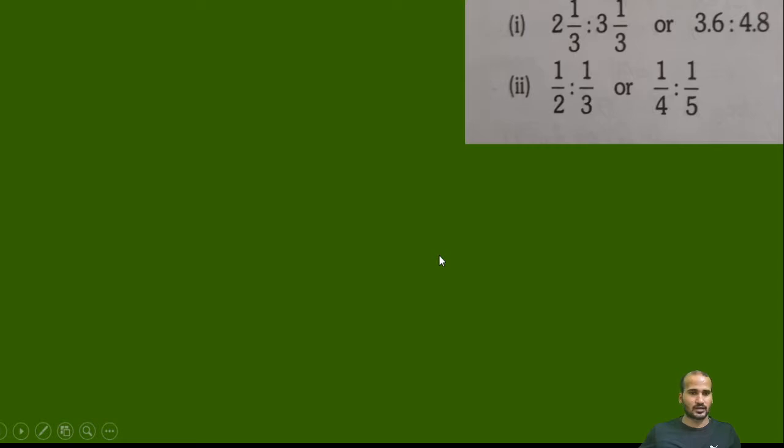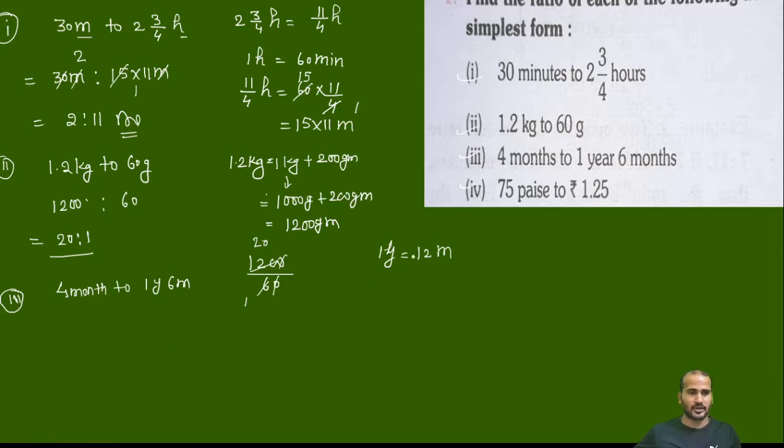Okay, sorry friends, there may be a mistake here. So we know that students 1 year is equal to 12 months, and here it is given 1 year and 6 months. So if I add 6 months more, this will become 18 months. So we can simply write here 4 used to 18, and when we divide, this is divisible by 2, so 2 4s are 8 and 2 9s are 18. So the answer is 2 used to 9, and this will be your answer.